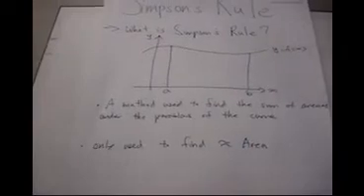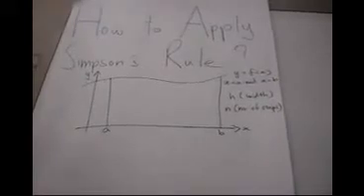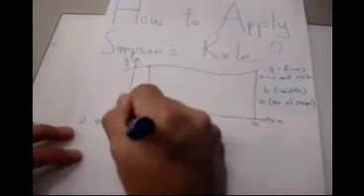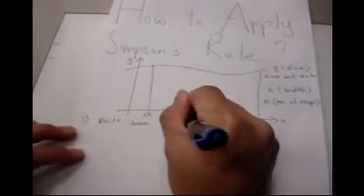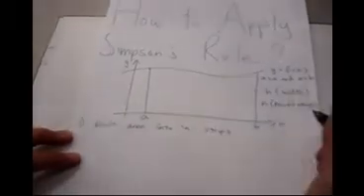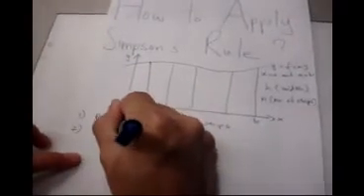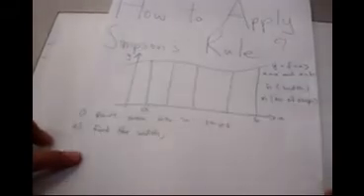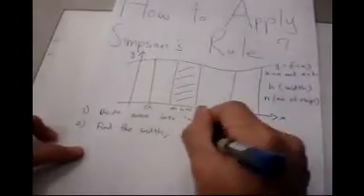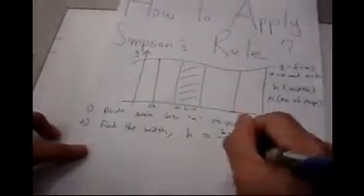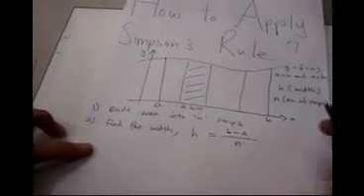Okay, next we'll move on to how to apply Simpson's rule. First step, divide the area into n strips like this. Second step, find the width. For example, you want to find the width of the shaded part labeled h. We use the formula h equals b minus a over n. h will be the width and n will be the number of strips.